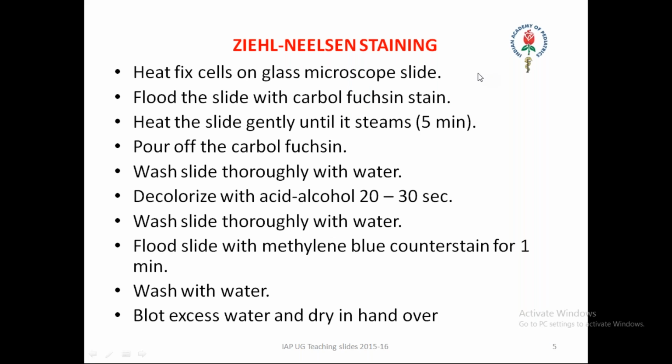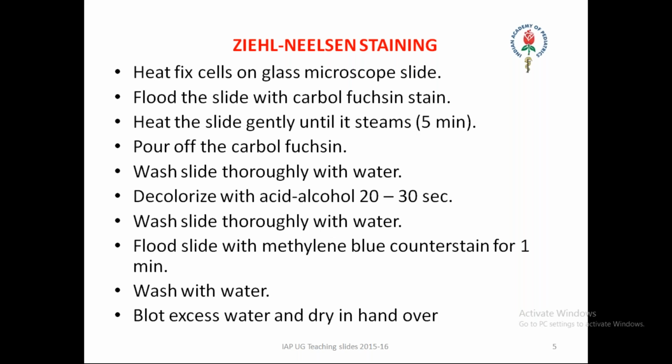So the Ziehl-Neelsen technique: first you take a microscope slide and put the specimen you have collected on the slide. To fix the cells on the slide, you heat it. Then pour carbol fuchsin stain on the slide. So flood the slide with carbol fuchsin stain, and again heat the slide gently until it steams for about 5 minutes. Gently do the heating procedure again, and after that pour off the excess carbol fuchsin and wash it in tap water.